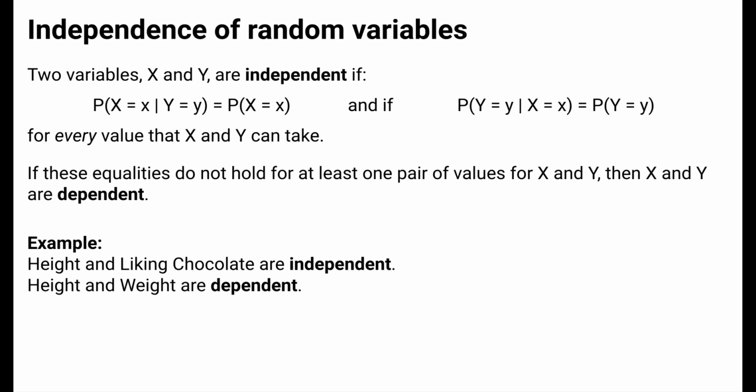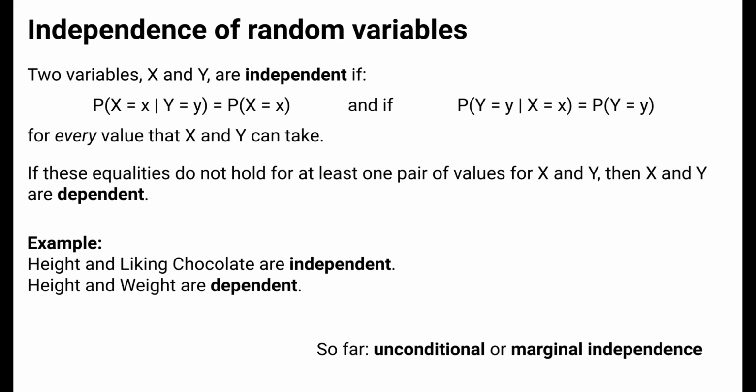The random variables height and weight, on the other hand, are dependent. The probability that a random person is a certain height does change at least a little bit once I know their weight. And symmetrically, the probability that someone is of a certain weight does change at least a little bit once I know their height.